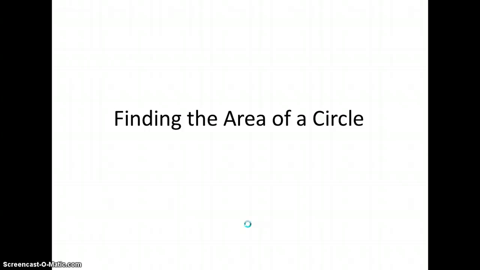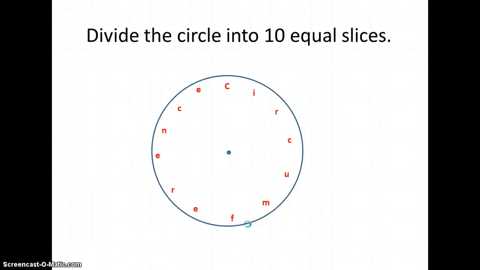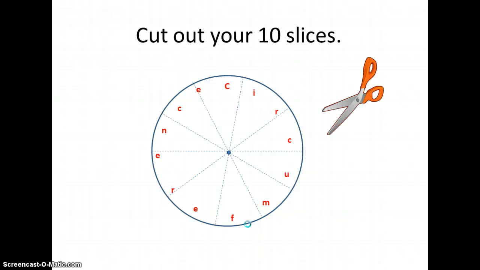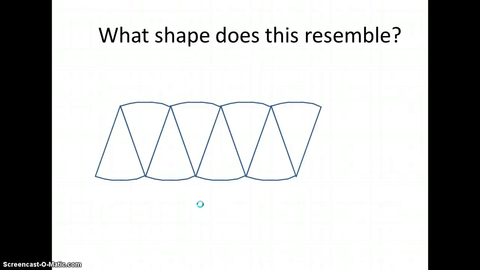Let's find the area of a circle. You can do this along with me or just follow along as I do this on the screen. Draw a circle. Divide the circle into 10 equal slices and cut out your circle and your 10 slices. Remember, the outside or the perimeter of the circle is the circumference. This is going to be very important in a minute. Arrange your slices in a row, one up, one down. And let's look at what parts of the circle we have here.